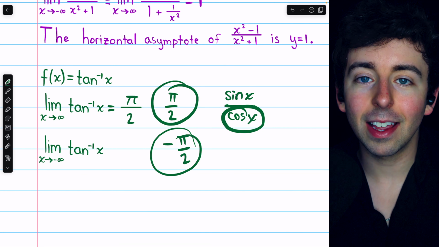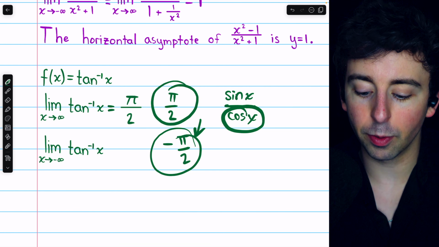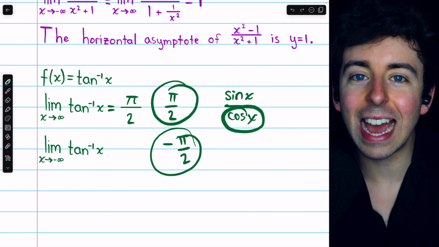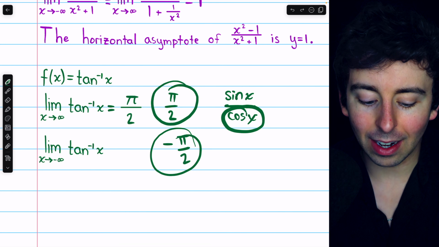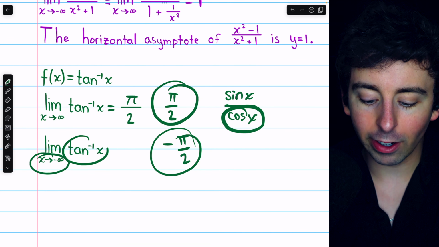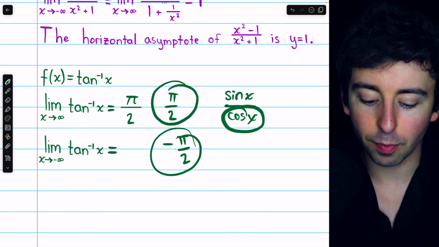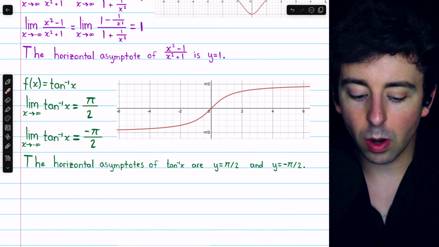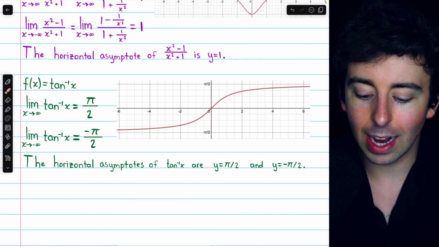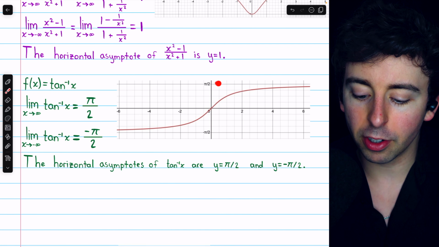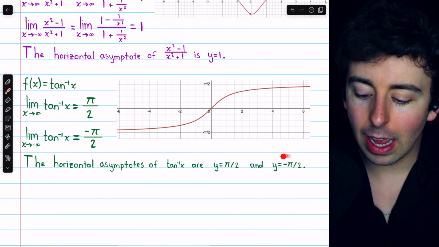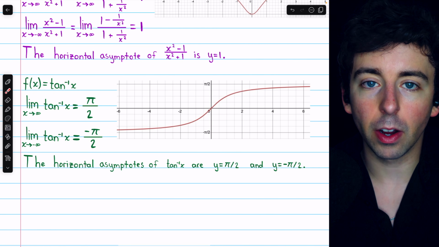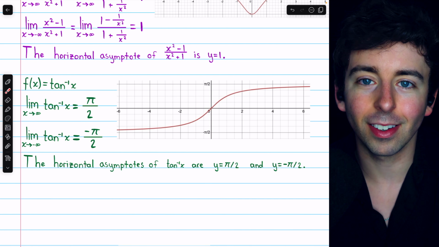On the other hand, as x approaches negative pi over 2, sine x is negative, and so tangent would approach negative infinity. So as x goes to negative infinity, arctan of x goes to negative pi over 2. So that's an example you've really got to know your trig for. The horizontal asymptotes of arctan x are y equals pi over 2, which we see here in the graph, and y equals negative pi over 2. So this is an example of a function with 2 distinct horizontal asymptotes.